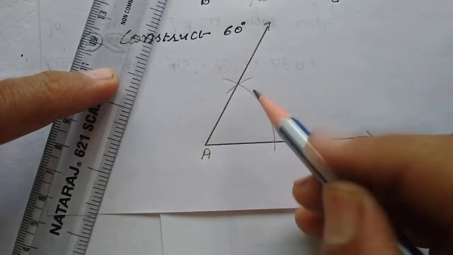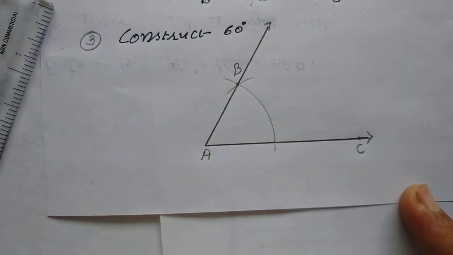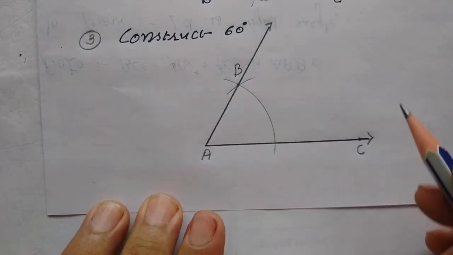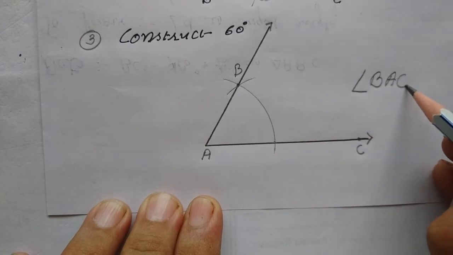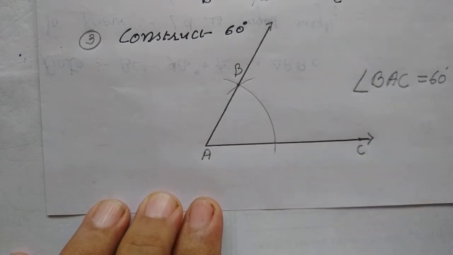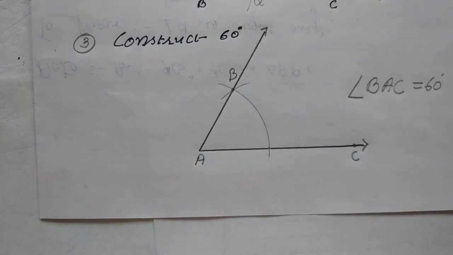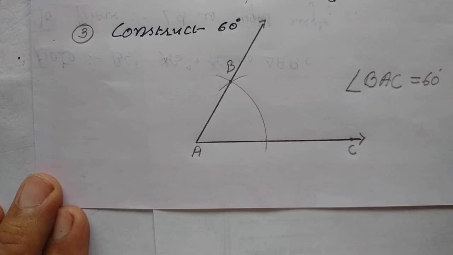Okay. Now children, this point B. So now children, we have constructed angle BAC equal to 60. If you have a pair of compass, children, you can measure it. It will give you 60 degree, children. Okay.